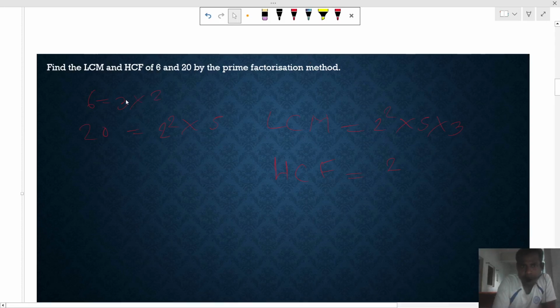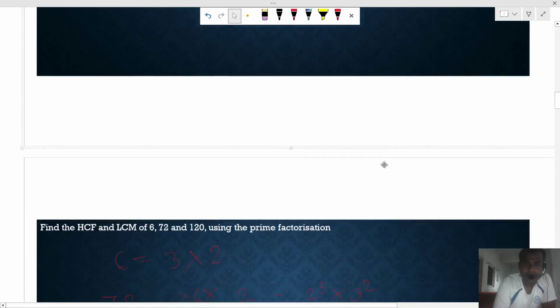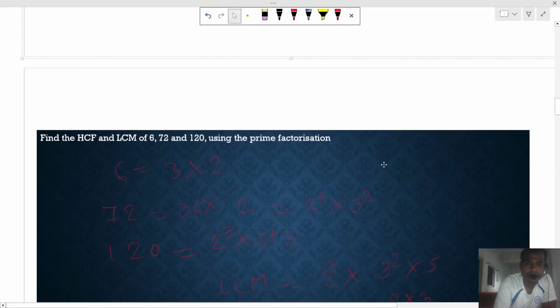That is simple. 2 to the power 2 highest, 3 highest, 5 highest. LCM is the highest, HCF is the lowest, 2 to the power 2 nothing but. Okay. Second question, once more.